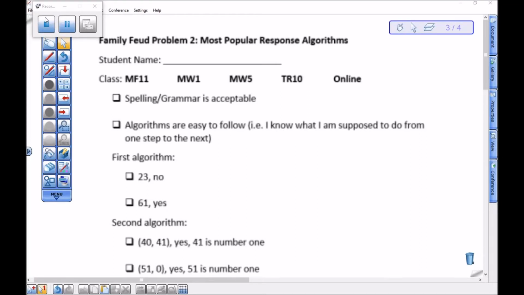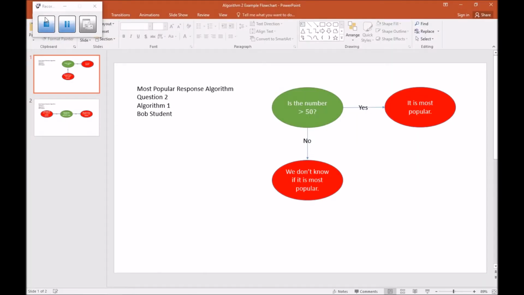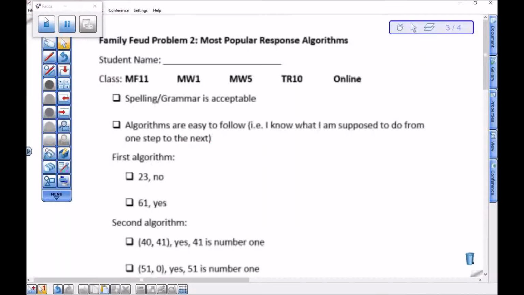Let's grade an example of this most popular response algorithm question. So question number 2 from the Family Feud project. So let's look at, what have I got here? Looks like a flowchart by Bob's student. Got that in the tab sequence. Okay, so Bob's student.